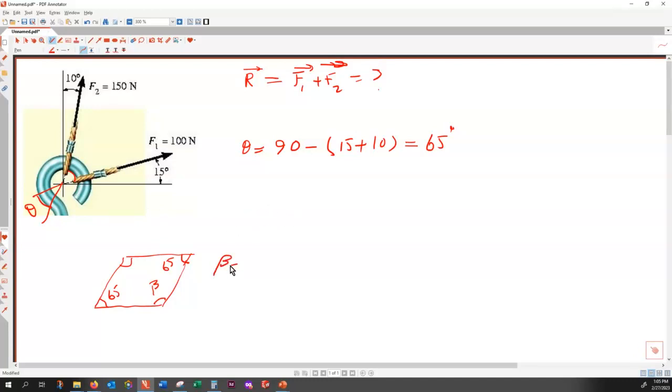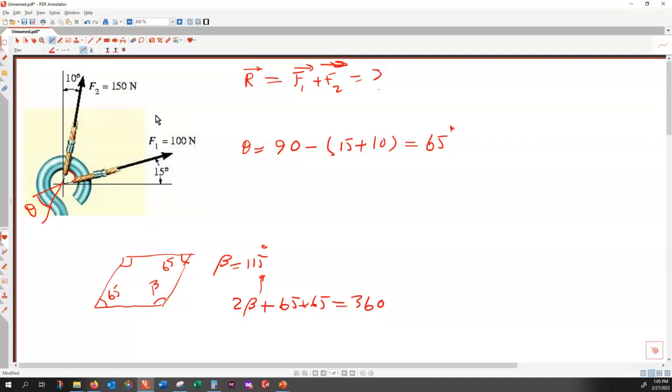According to Ahmad, beta is 115. And how does Ahmad know this? Because the sum of these angles is equal to 360. In other words, 2 beta plus 65 plus 65 should be equal to 360 degrees. So if you solve that, you find beta equal to 115.